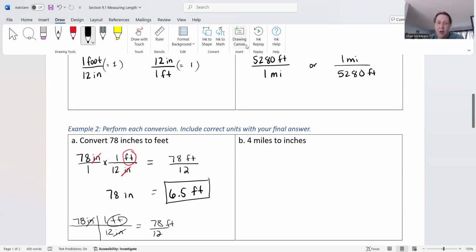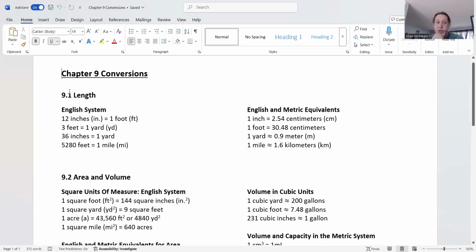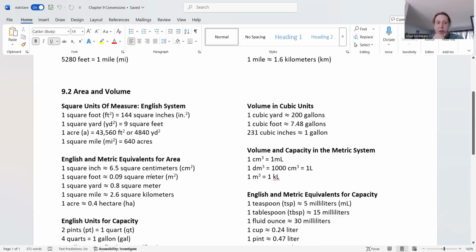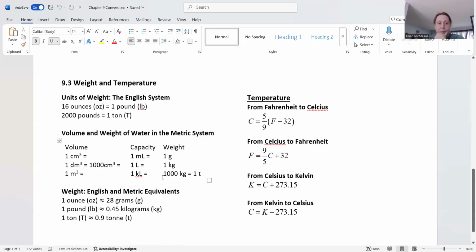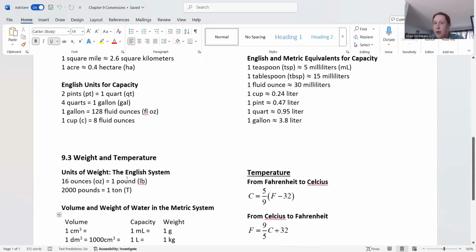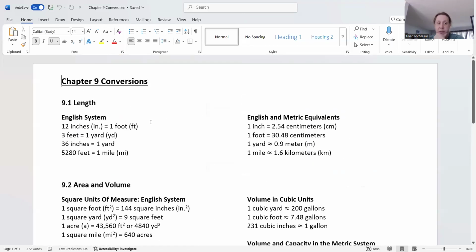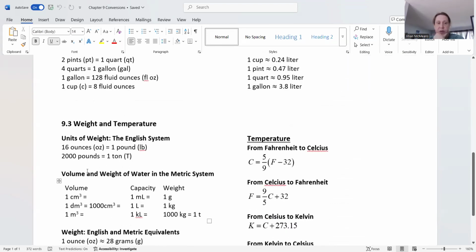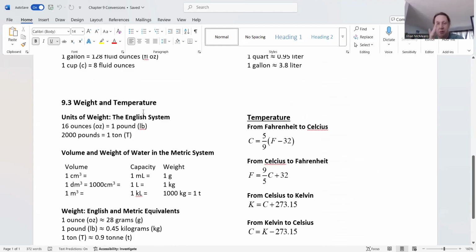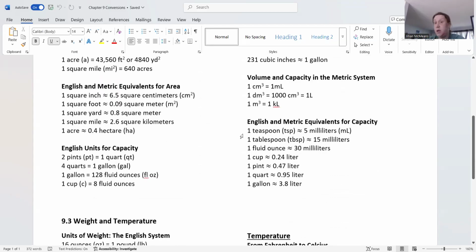Some of these we know, like we generally know feet and inches, so I haven't shown it to you yet. But this is the chapter 9 conversions. We have conversions for length, area, and volume, and then capacity. Capacity, we generally think of like liquid measurements, okay? And then weight, okay? So we have length, area, and volume. That includes the capacity. And then we have weight and then temperature, but temperature is kind of its own thing, okay? We're talking about length.